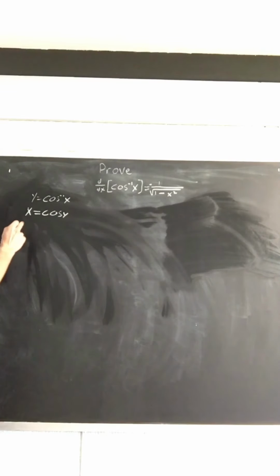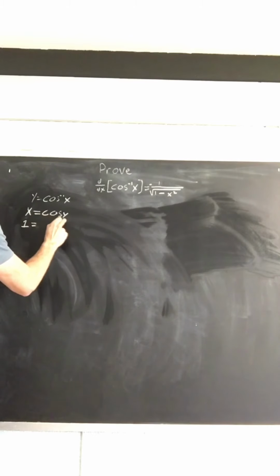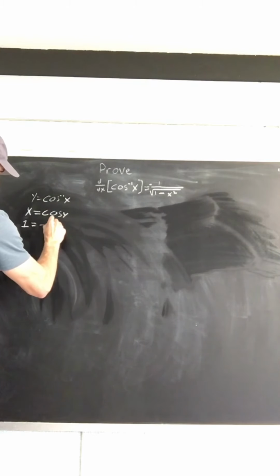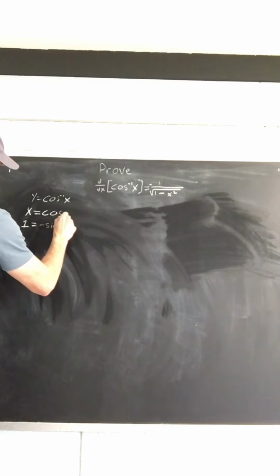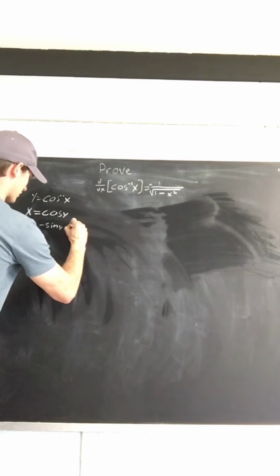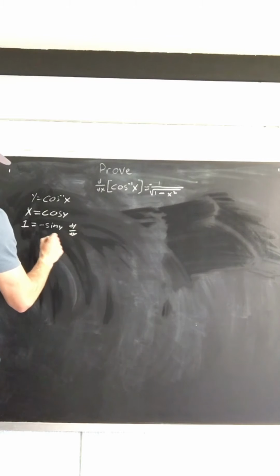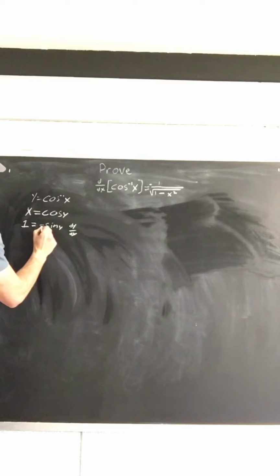From here, we'll get the derivative of both sides. The derivative of x is simply 1. The derivative of cosine of y is negative sine y. It would kick out a chain, which would simply be the derivative of y with respect to the derivative of x, so dy dx. Perfect. The next step, we will divide negative sine y to the left-hand side.